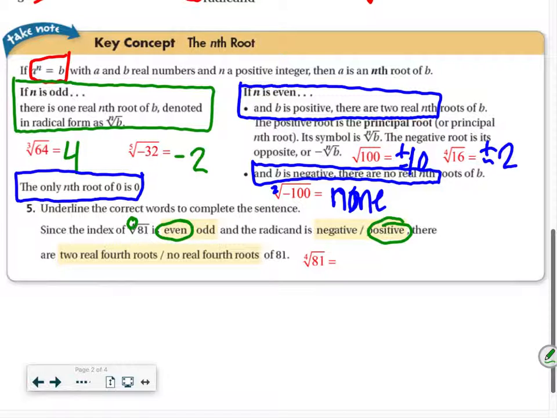So how many answers am I going to have? 2. And what is the fourth root of 81? Plus or minus 3.